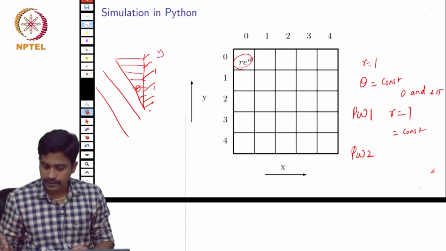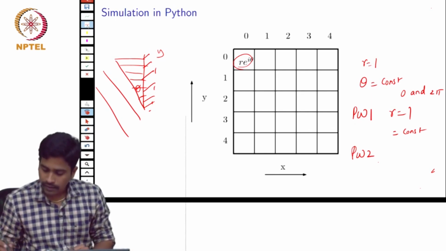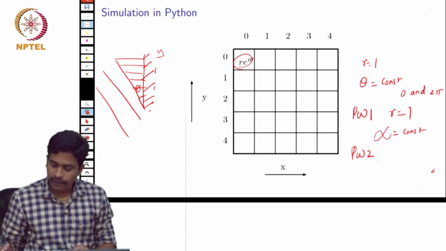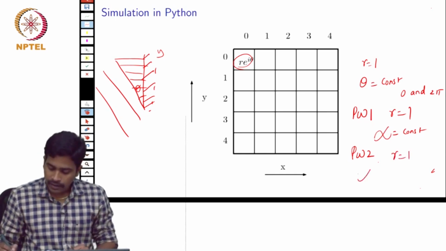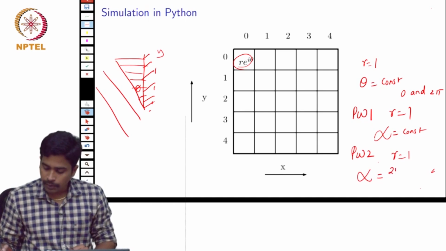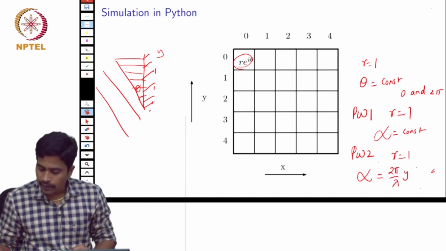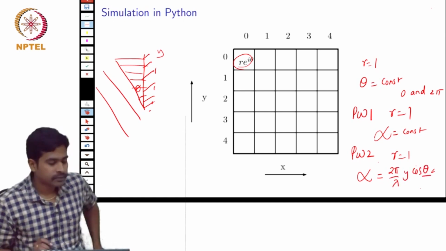So, let us call the phase angle alpha. For plane wave 2, again r equals 1 because it is a plane wave of constant amplitude, and alpha is given by 2 pi by lambda into y into cos theta. Theta is the angle between the plane waves.